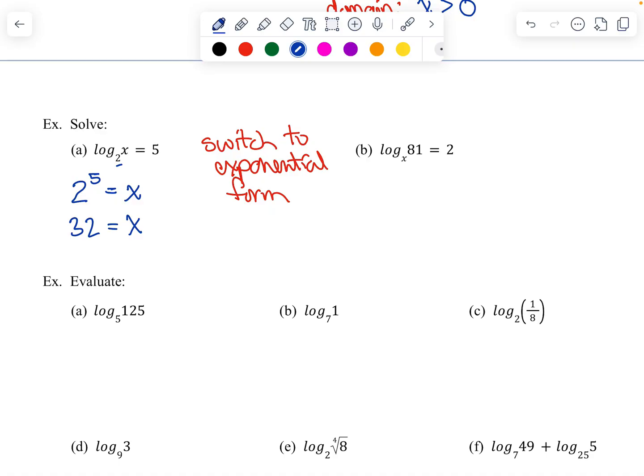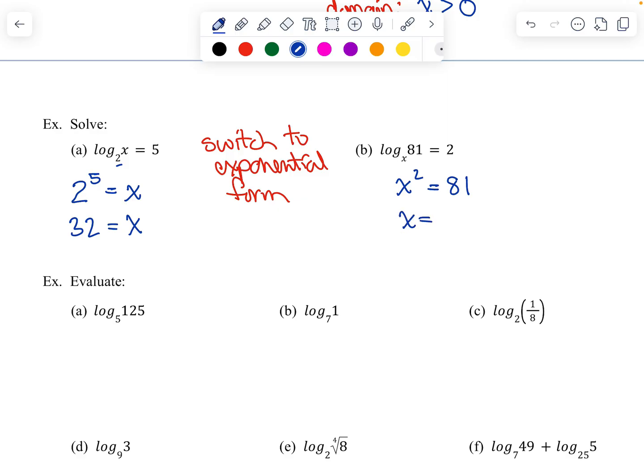We can also do this when the base is the unknown here by switching this to its exponential form. So the base is x. The answer to the logarithm is the exponent, and that power equals the argument 81. We can then solve for x by taking the square root of both sides.